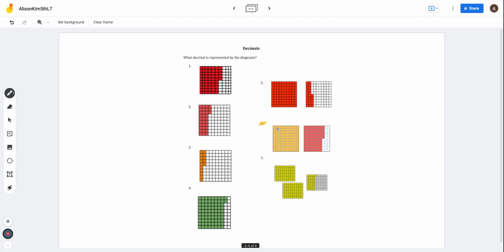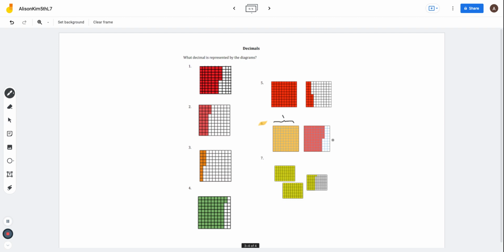So we're going to do number 6 together. So once again, let's count them. So it's going to be 2, 4, 6, 8, 10 by 2, 4, 6, 8, 10. So it's 10 by 10, which is 100. So this whole thing is going to count as 1.